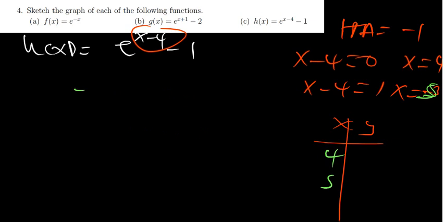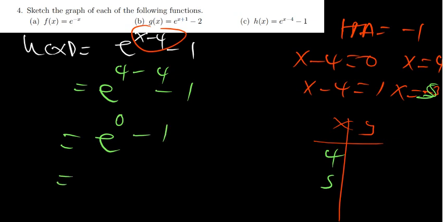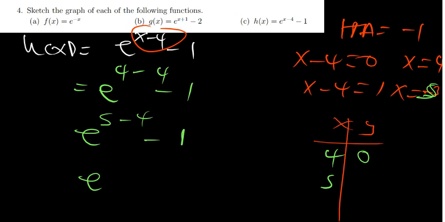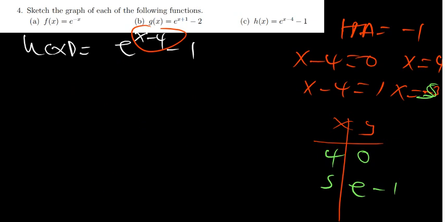So I'm going to have e raised to the power, our x is 4, 4 minus 4, minus 1. So e raised to the power 0 minus 1. What is e raised to the power 0? Any number to the power 0 is 1. So I'll have 1 minus 1, which is 0. Next, I'm going to say 5. If I put 5 where there is x, what would be my value of y? It's going to be e raised to the power 5 minus 4, minus 1, so e raised to the power 1 minus 1. So it's going to be e minus 1. And e, we said, is approximately 2.178, somewhere there.